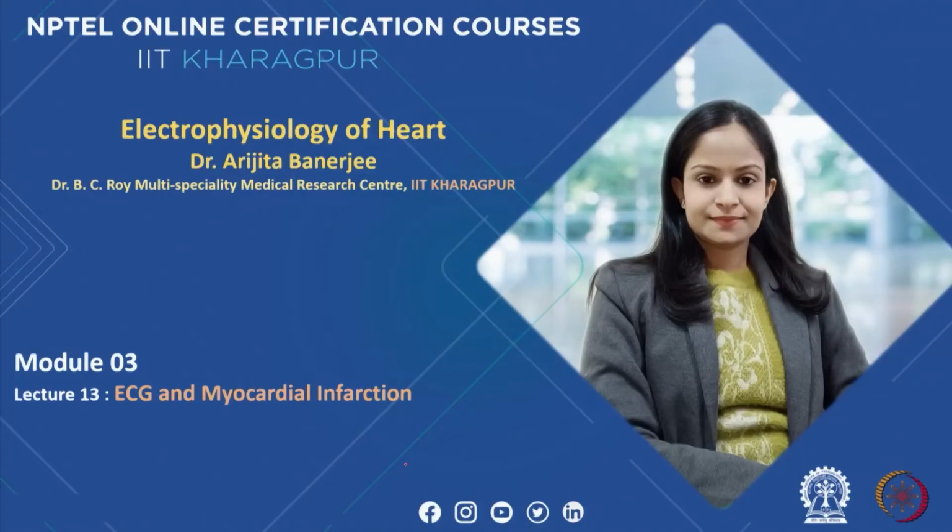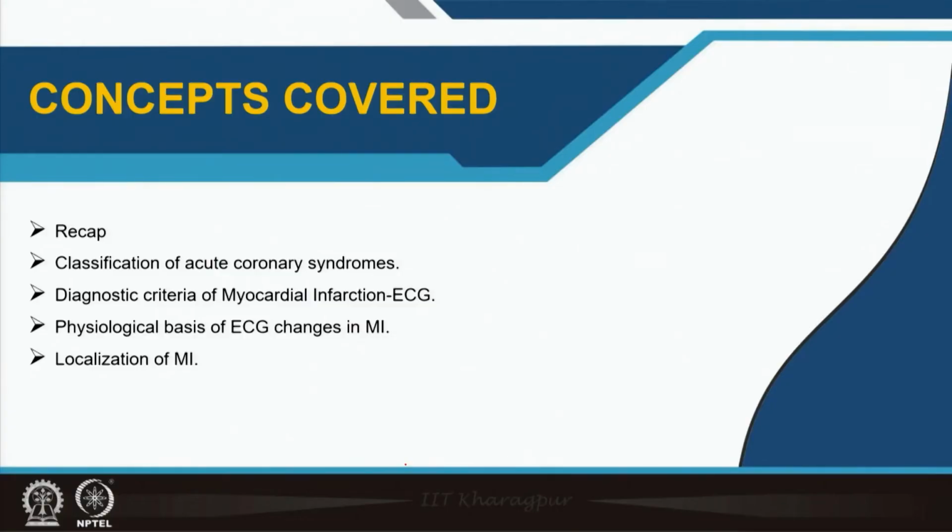Hello everyone. So today we will discuss our next topic, that is ECG and myocardial infarction. So far we have discussed various abnormalities which we see in ECG. We will have a brief recap of that. Then we will classify the acute coronary syndromes, the diagnostic criteria of myocardial infarction in ECG, the physiological basis of ECG changes in MI, and how you can locate or localize a particular MI on the ECG.